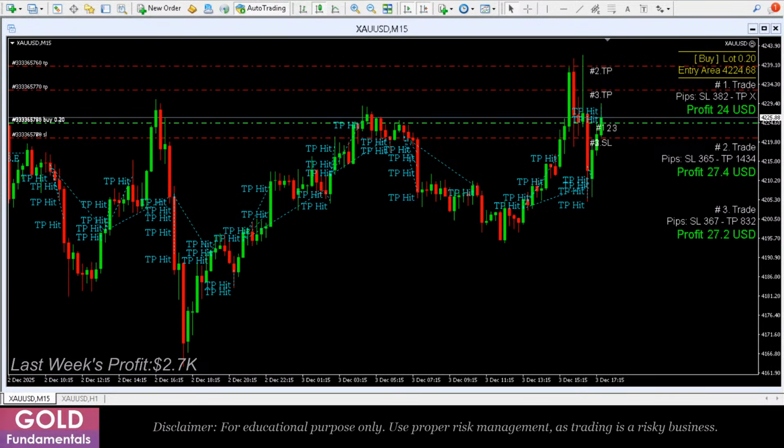anticipating further gains. To minimize false breakouts, it's essential to wait for confirmation, such as a closing price above the resistance level or a significant volume spike.